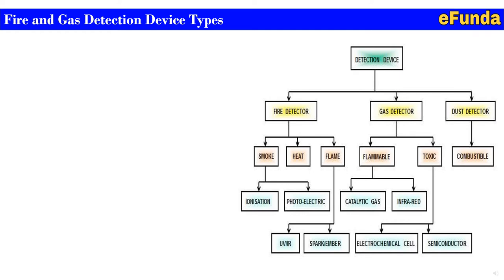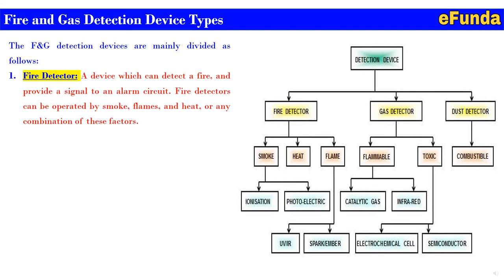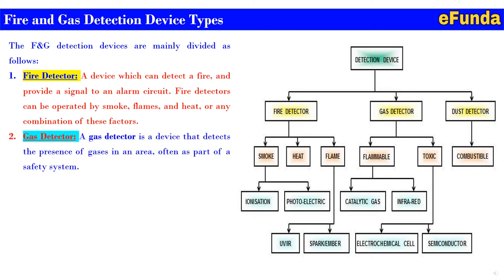Further, the toxic gas, that is H2S gas detection, will be divided into the detector subtypes, that is electrochemical cell and the semiconductor type. So as to understand a little about this, we will see the F&G devices are mainly divided as follows. That is a fire detector, a device which can detect a fire and provide a signal to an alarm circuit. Fire detectors can be operated by smoke, flame and heat or any other combinations of these factors. Second, gas detector. A gas detector is a device that detects the presence of gas in a specified location or area, often as part of the safety system.